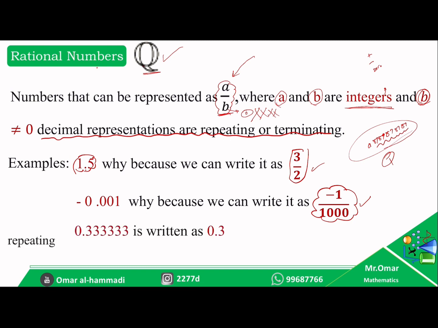Also this one, 0.3333. Here we have a repeating decimal. A repeating decimal is written as 0.3 with a bar over the 3, the repeating digit only. And this is also a rational number. 5.2727, also here we have a repeating decimal, and we write it with a bar over the 27, the digits that repeat. So this also will be a rational number. That's it.